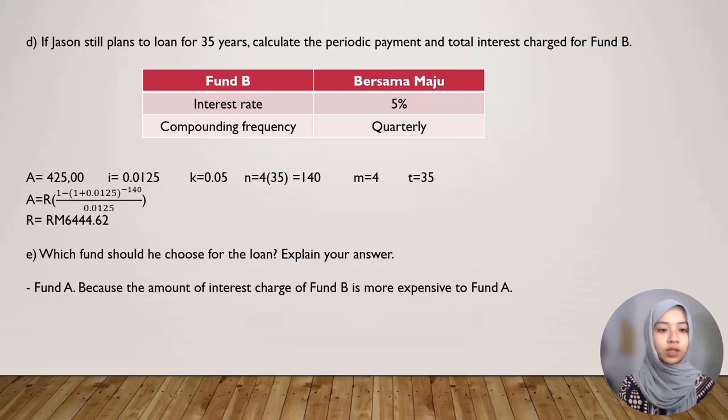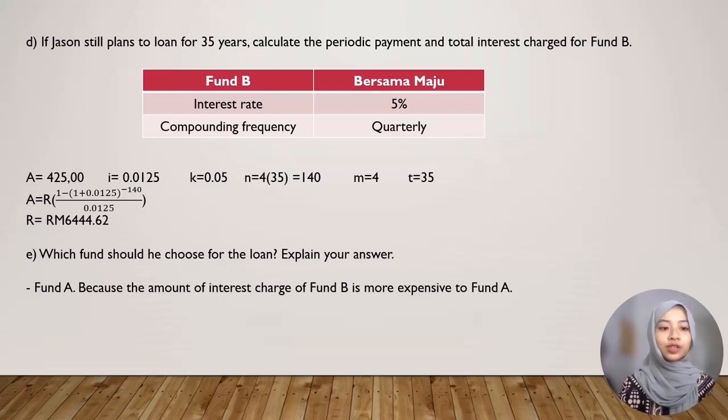So we're going to substitute all these numbers into the formula. A equal to R, open bracket, 1 minus, open bracket, 1 plus 0.0125, close bracket, to the power of negative 140, then over 0.0125, close bracket. Then we'll calculate it. So the answer for R is RM 6,444 and 62 cents.